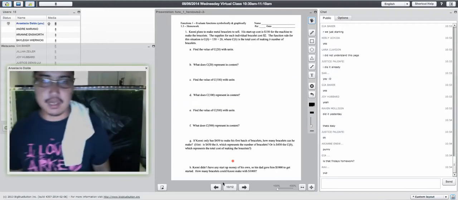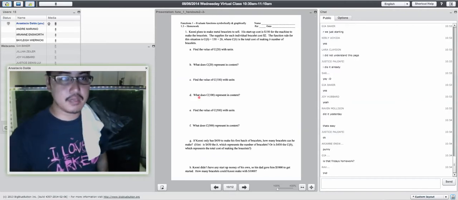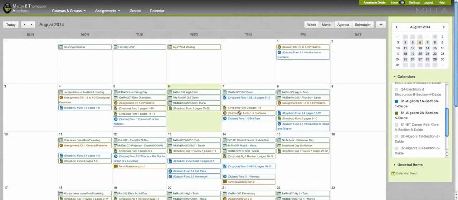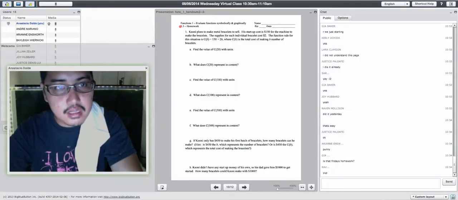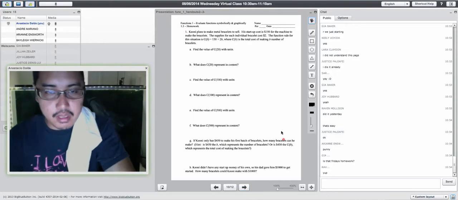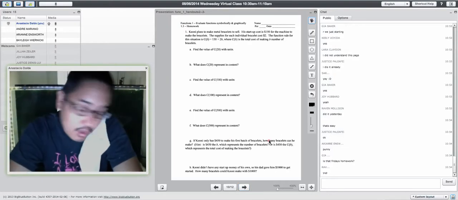Keone makes plans to make metal bracelets for himself. Actually, let me check the calendar. Do you have to do page 11? Because that's what we're on. Or 10? Yeah, I guess you do. You got to do all the way up to page 10. Okay, all right. So I'm going to help you out with some of your homework that's due tomorrow.